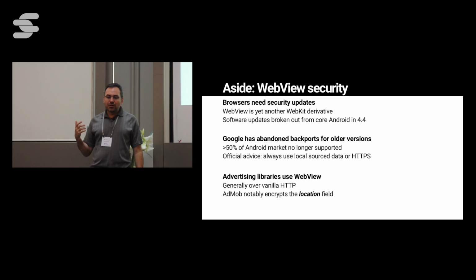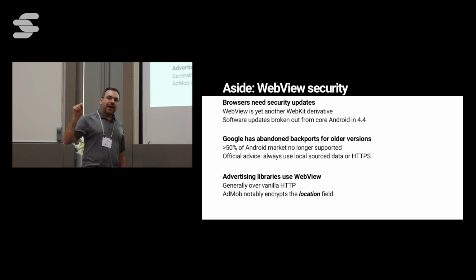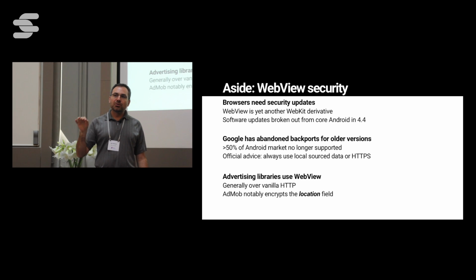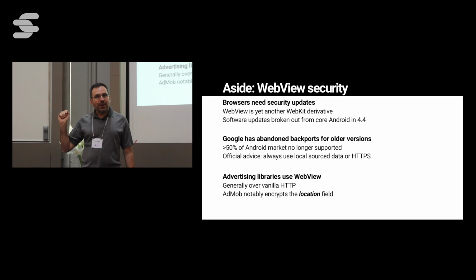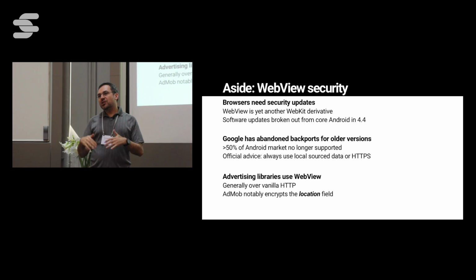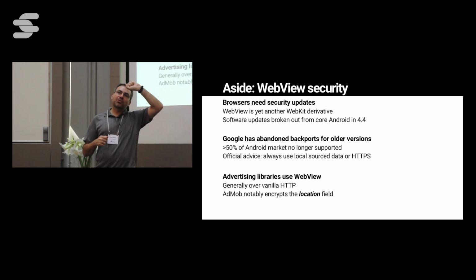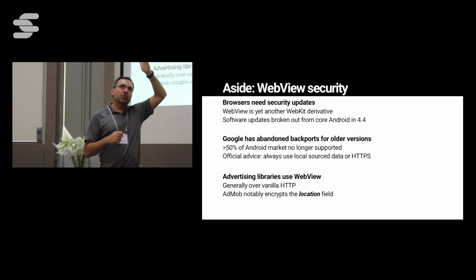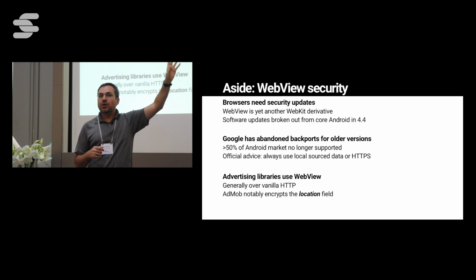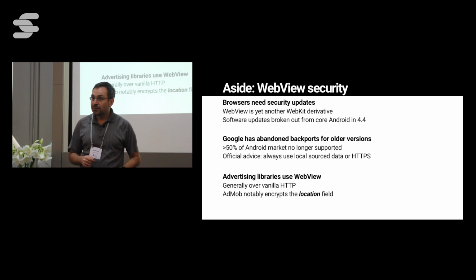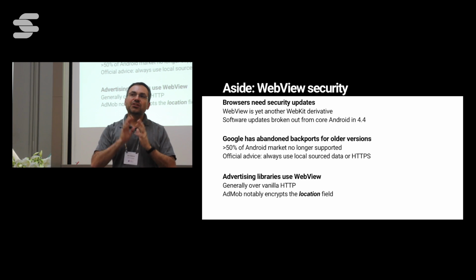And just a quick aside. Earlier I was talking about security updates, right? Well, Android 4.3 and earlier are stuck with an older version of WebView. Google has abandoned support. Google is not shipping security patches for Android 4.3 and earlier's WebView. And Google's public statement is, if you are shipping an app for Android 4.3 and earlier, and you're using WebView, do not use HTTP. Only use HTTPS or local content. That was Google's official advice to developers.